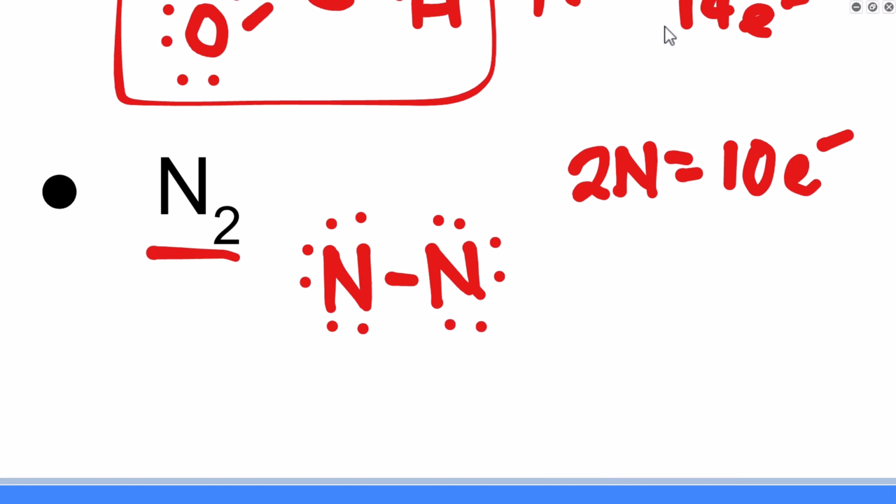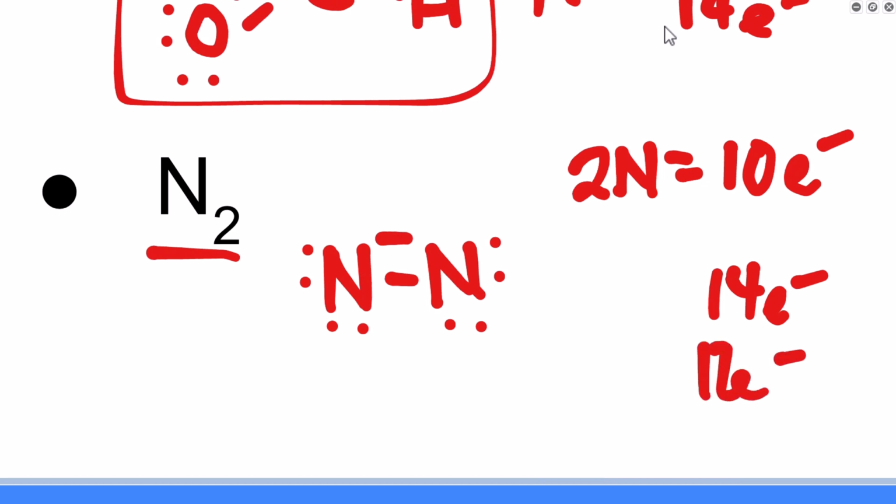And add them up. So 2, 4, 6, 8, 10, 12, 14. So we have too many electrons. So what we do is we just remove pairs and add a bond in between them. Again, that retains the octet rule, but reduces the total number of valence electrons by 2. We recount it, we get 12. That's still too many, so we're going to have to do this process one more time.